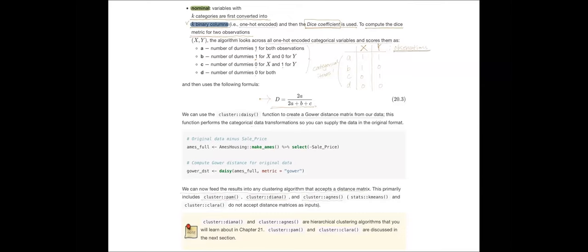And then we hard encode the categorical variable like this. A is where both are one, B is where X is one and Y is zero, C is where X is zero and Y is one, and D is where both are zero. So we can think about the number of cases we can combine for X and Y for a nominal variable. Based on these outcomes, we can calculate the Dice coefficient: 2A divided by 2A plus B plus C. This is the formula we can use for the Dice coefficient.